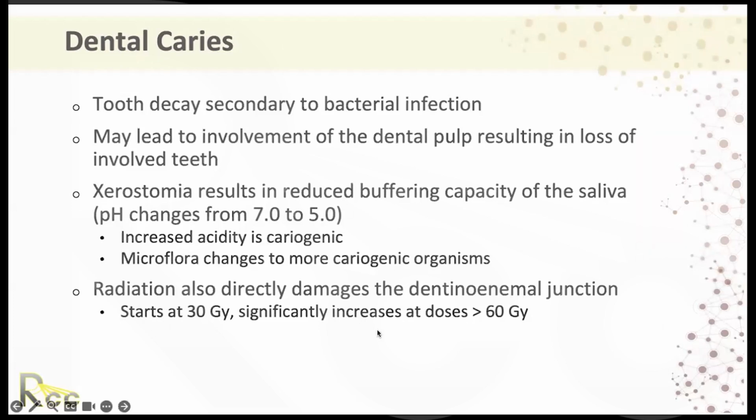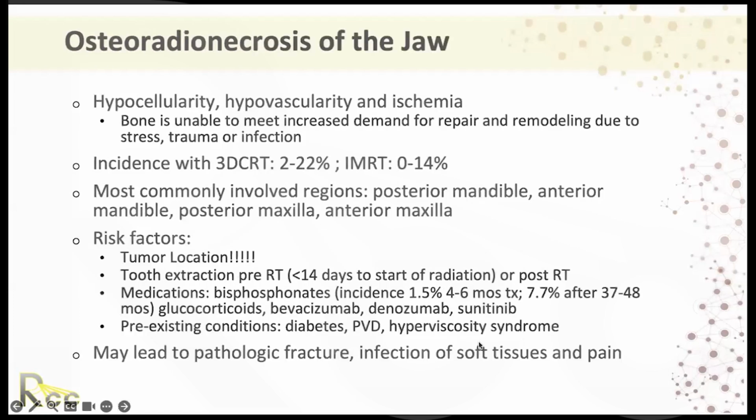But you can start seeing radiation impacting essentially the dentino-enamel junction at pretty low doses, even at radiation doses as low as 30 gray. And then it's really a big issue at higher doses, at doses over 60 gray. So we talk about osteoradionecrosis of the maxilla or the mandible, and it's really just based on tumor location in patients. So again, as I mentioned, the IMRT era has decreased the risk, but it's not zero.